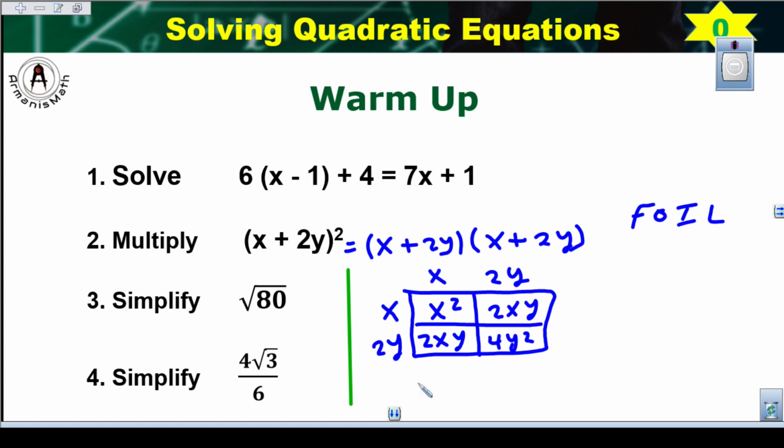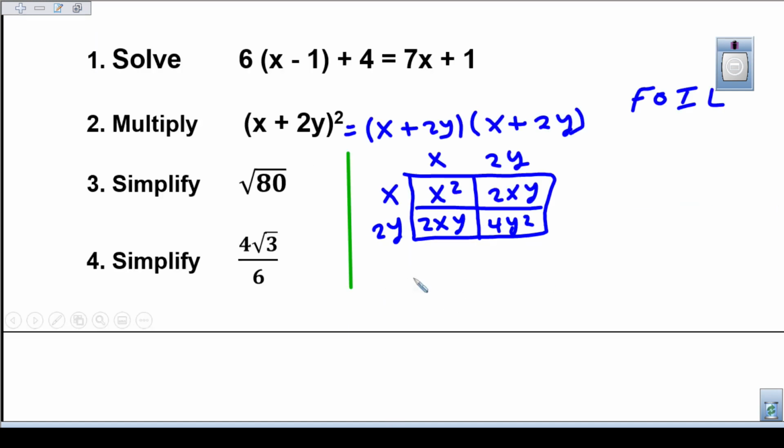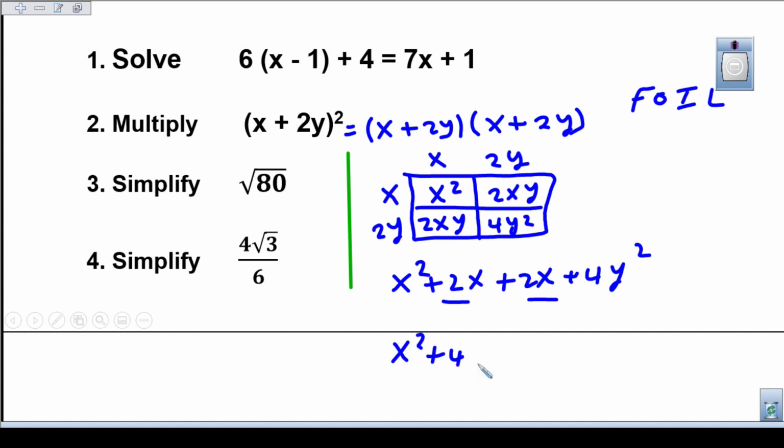Now, once you do more of these, you're able to collect like terms within the box, but until then, I would highly suggest that you list them again. So again, it's x squared plus 2xy, another 2xy, plus 4y squared. Now I would collect like terms, so this is x squared plus 4xy. There's a y here. There's a y here. Plus 4y squared. That is the answer for that one.